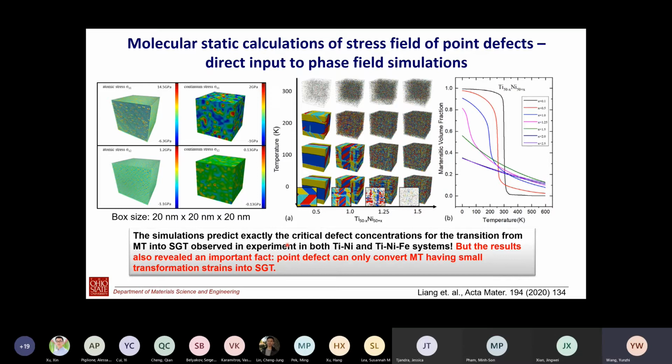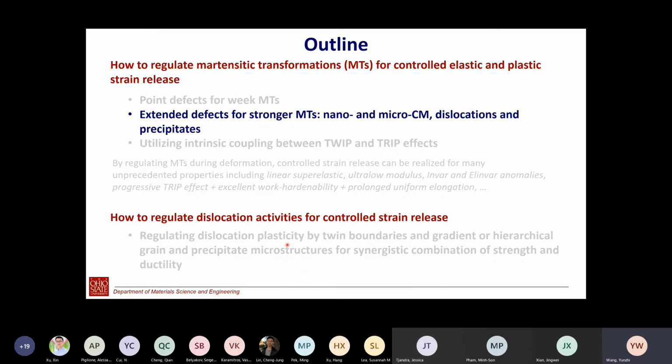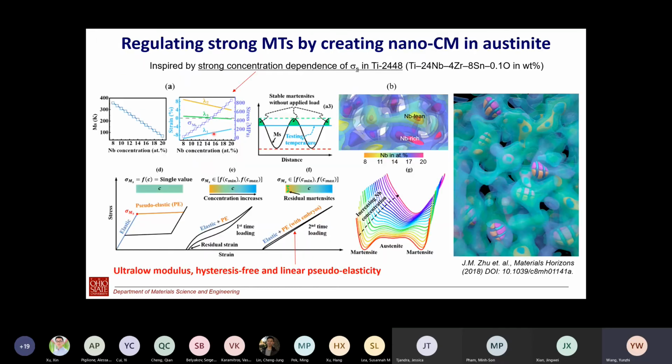Then point defects are not strong enough. Then we need other types of defects. So that's going to lead me to the second topic, the extended defects for stronger martensitic transformation. In this case, I'm going to go first through the concentration modulation we introduced, and then go quickly through the dislocation and precipitate.